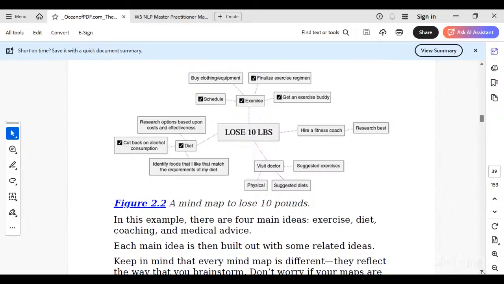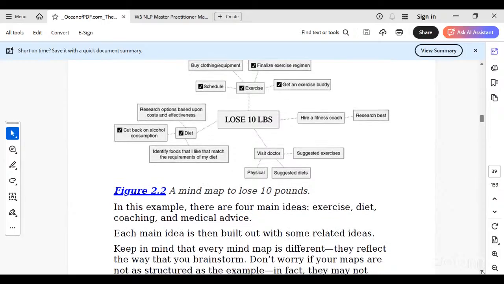In this example, there are four main ideas: exercise, diet, coaching, and medical advice. Each main idea is then built out with some related ideas. Keep in mind that every mind map is different. They reflect the way that you brainstorm.